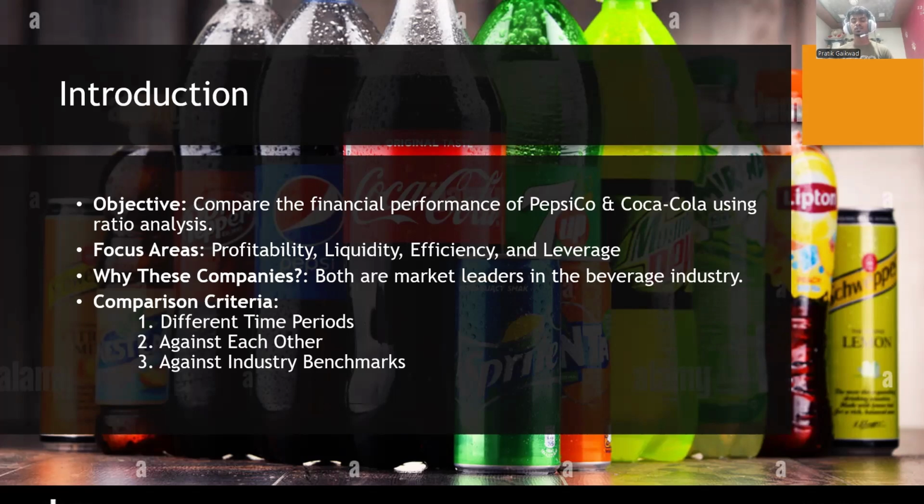Throughout this presentation, we will analyze their financial health over different time periods, compare them against each other, and evaluate their performance against industry benchmarks. This will allow us to understand which company is financially stronger and what factors contribute to its success. By the end of this presentation, you will gain a clear picture of how these industry giants operate financially and which one has a better edge in the competitive market.